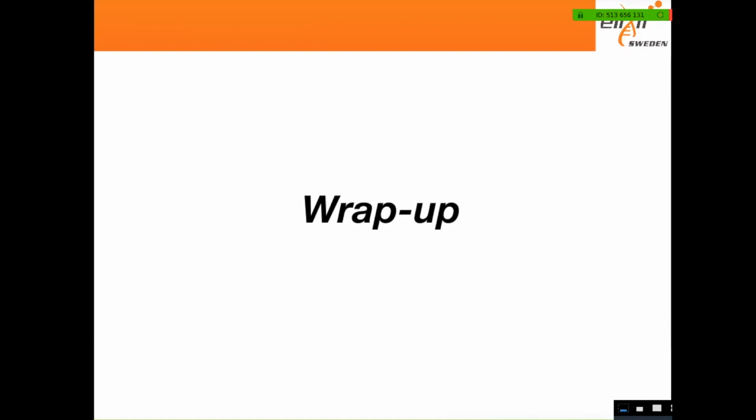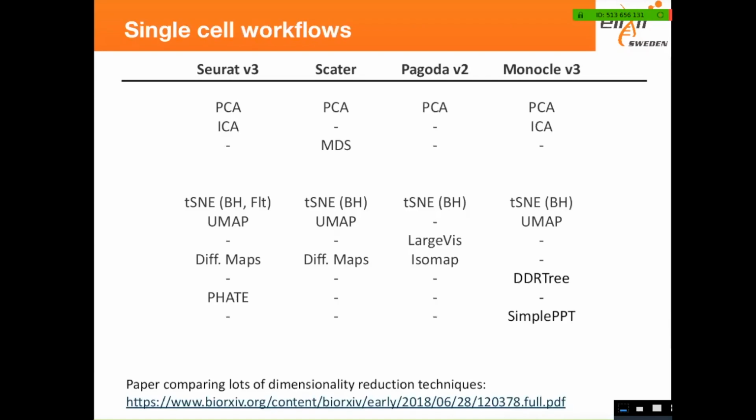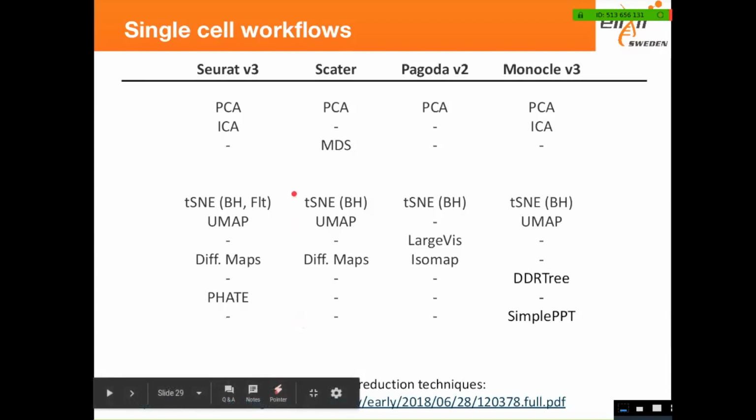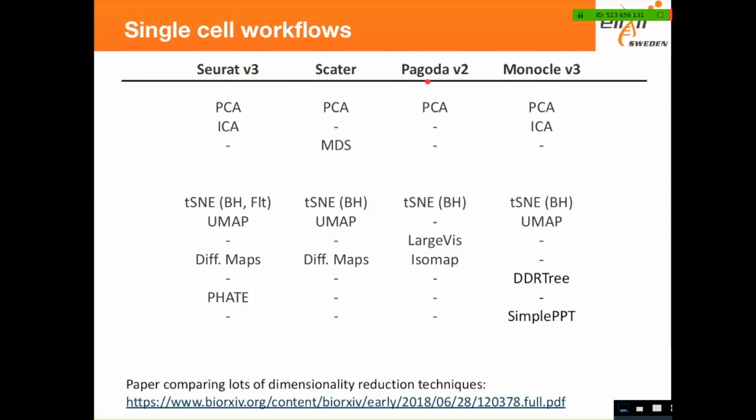So as a wrap up, here are different single cell workflows. This is updated from January, I think, the last time I gave this presentation. So Seurat version 3, Scater, Pagoda, and Monocle. You can see that all of them have PCA, all of them have tSNE, and nearly all of them have UMAP. So regardless of the analysis pipeline you choose, you always have those methods because they are quite standard. And there are different ones for the different pipelines. For Seurat, for example, they also have diffusion maps, and LargeVis for Pagoda, which is also quite similar to UMAP.